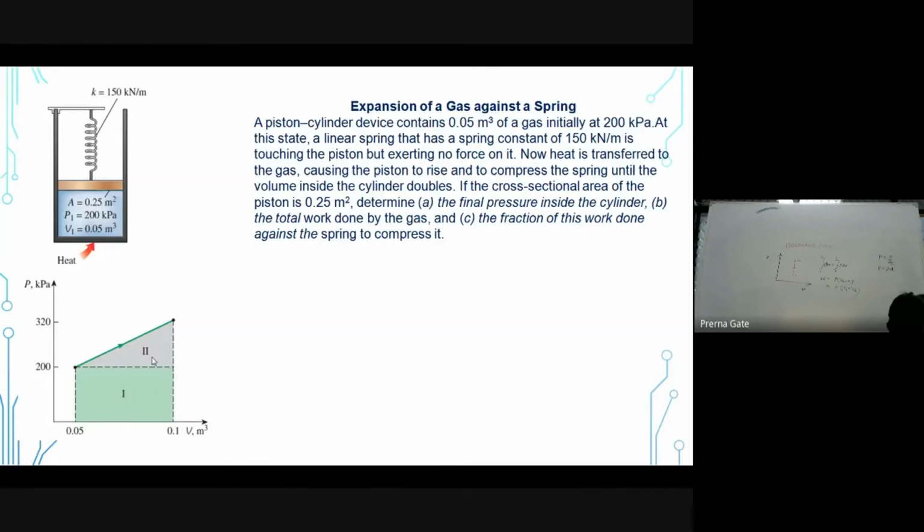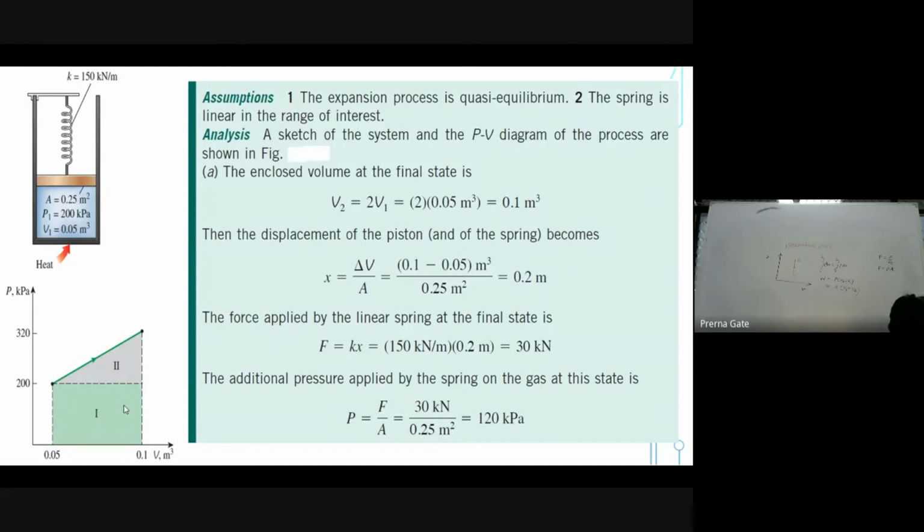So obviously you can figure out it is a polytropic process. So this is a representation of this process on a PV curve. You can either calculate it by calculating the area under this, or we can further proceed. The enclosed volume at the final state is twice the initial volume. The initial volume was 0.05 meter cube, so the final volume will become 0.1 meter cube.